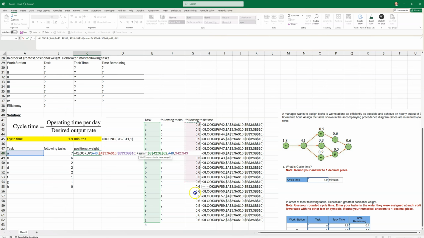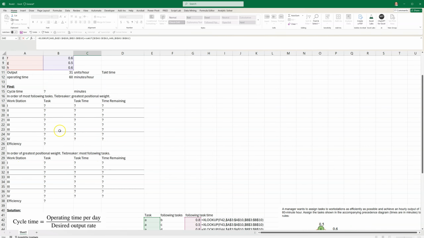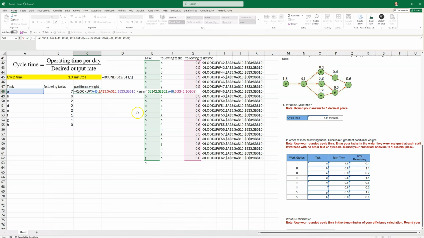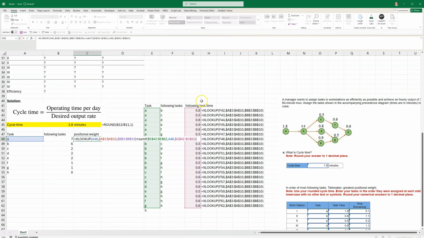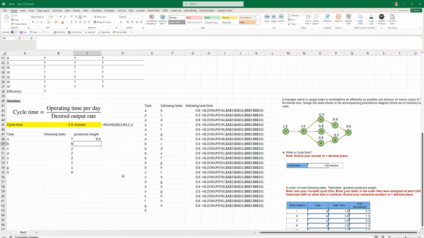And what do we want to sum? We want to sum these numbers, right? Again, we're going to F4 that. Hopefully that makes sense. I want to look up A and get its own weight, plus I want to sum all the following tasks. So anything that has A, I want to add up all the ones over here. That's basically what I'm doing. So it's 6.5. I just copy that down and we can sum all the other ones. These are all the positional weights and these are the following tasks. That's just how you calculate that. Let me put the formula here.